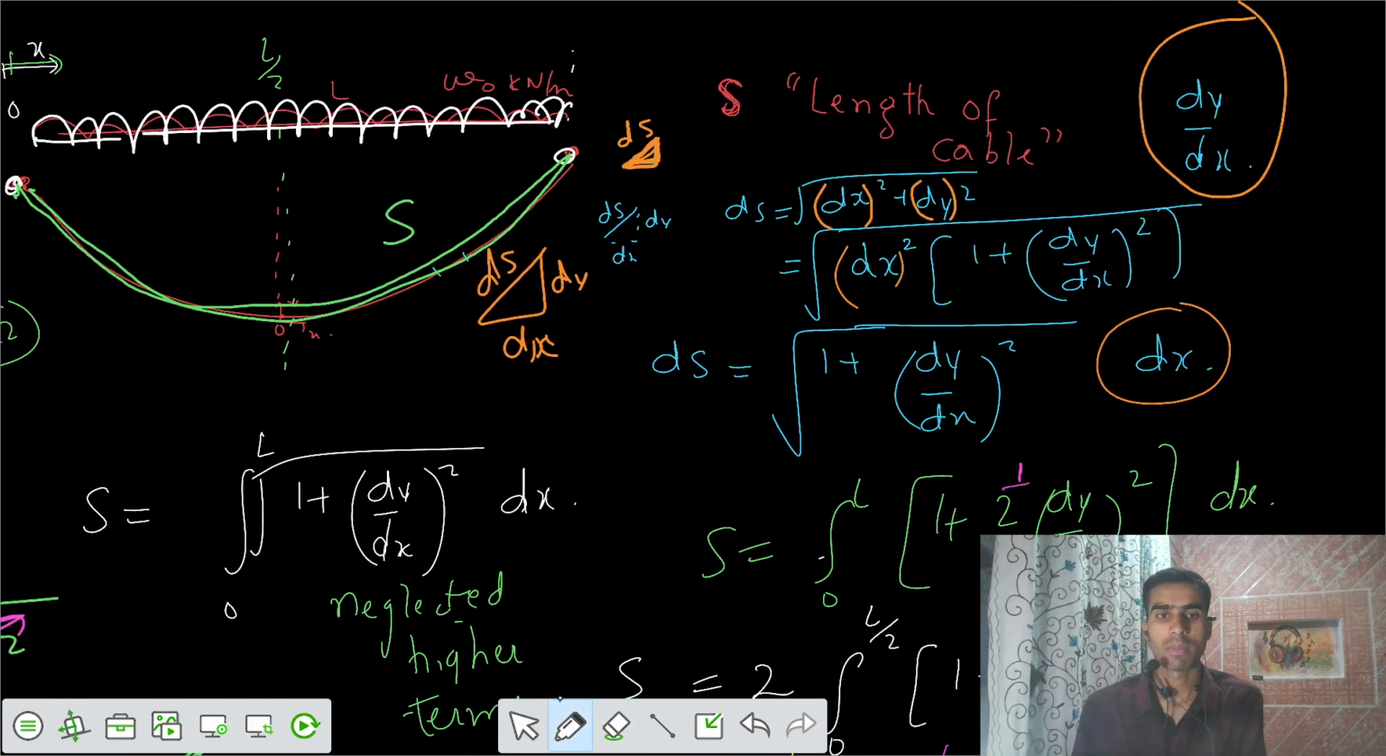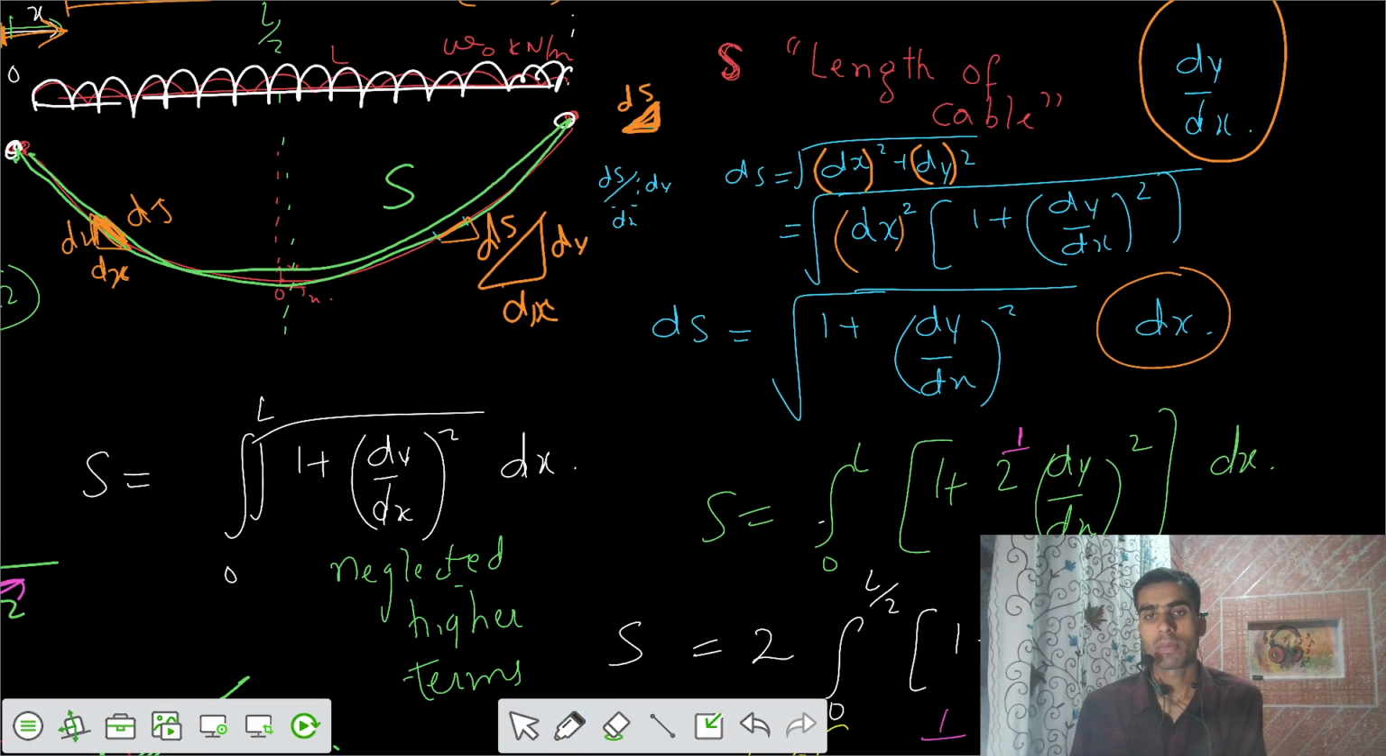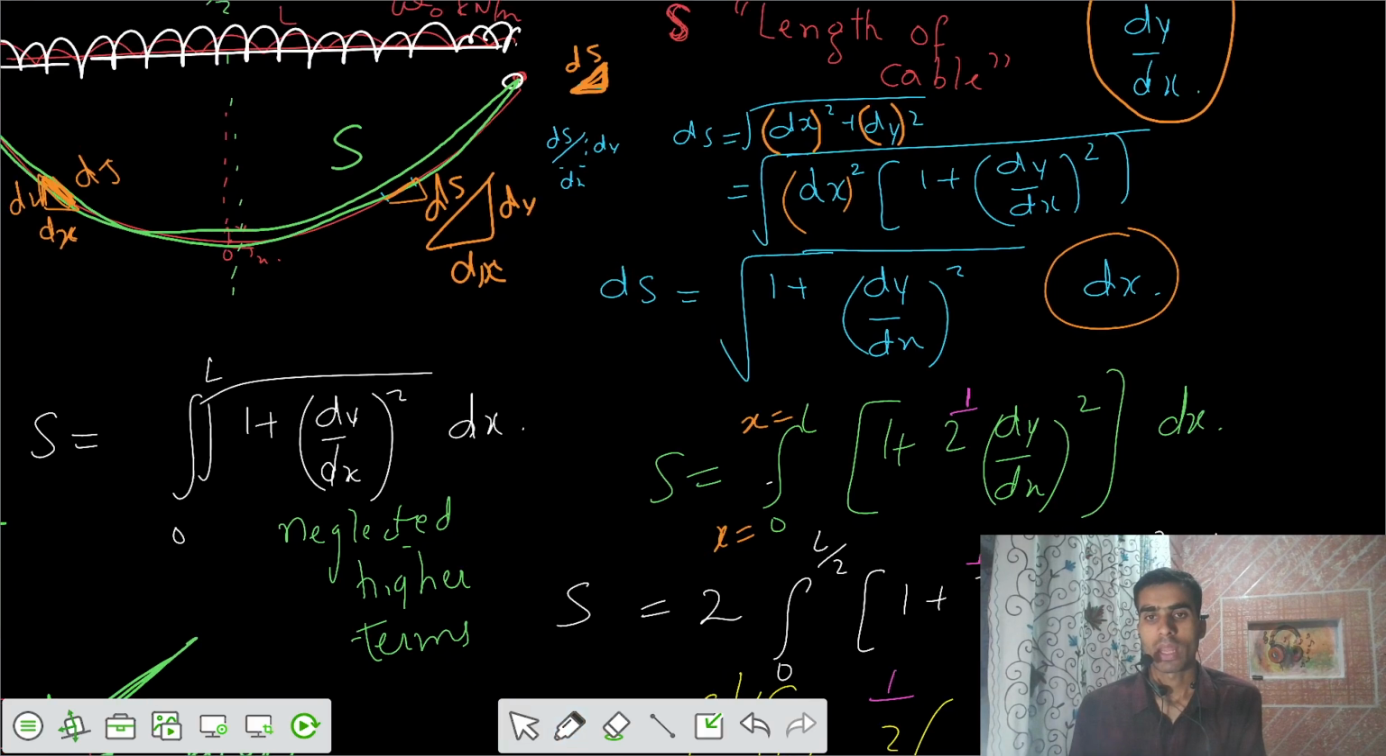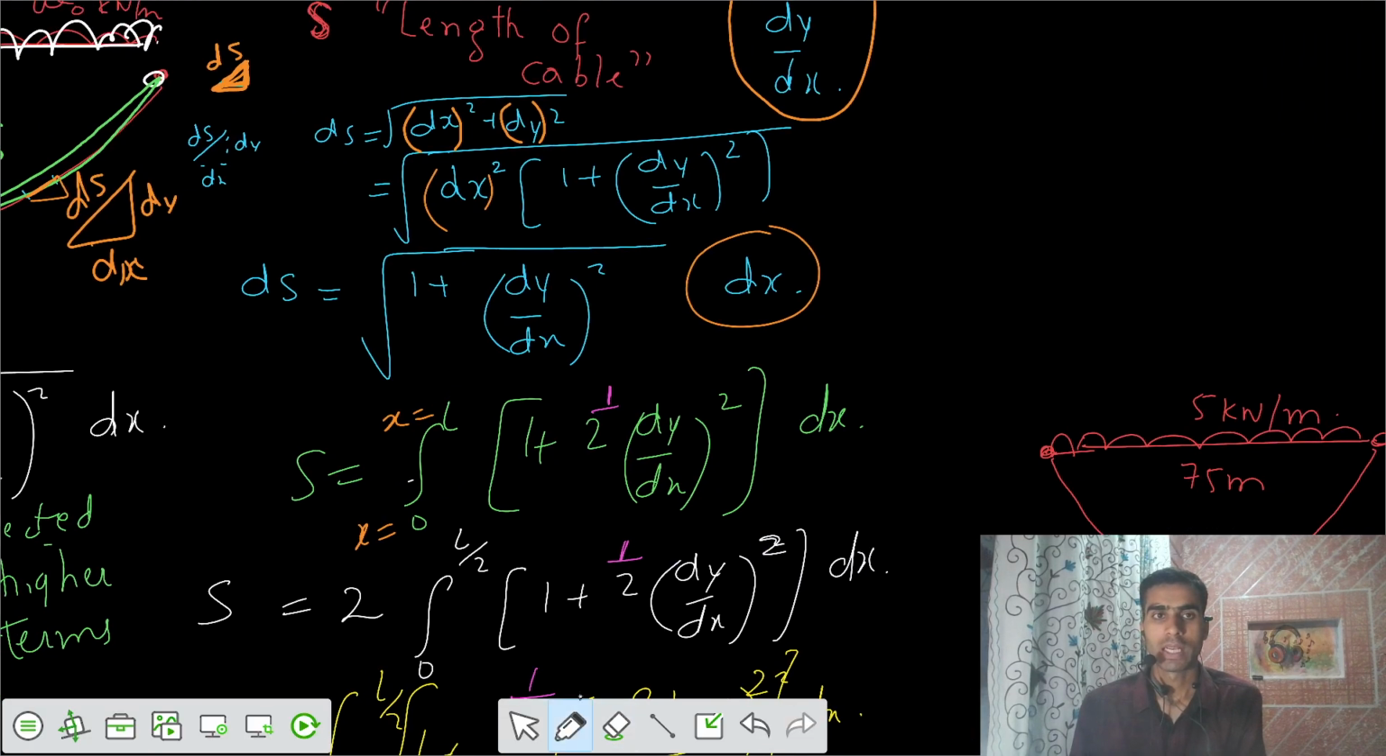Similarly, if you want it for the entire length L, you initially go to some value of x. There you took any element of dx such that its length along that cable profile was ds. Now if you want the entire cable length, you integrate it from x equals to 0 to x equals to L. Then I have this equation. I have to integrate it.